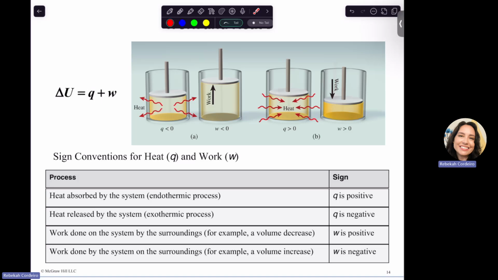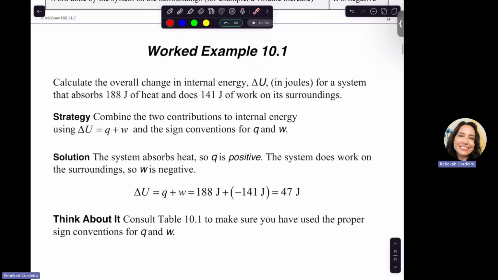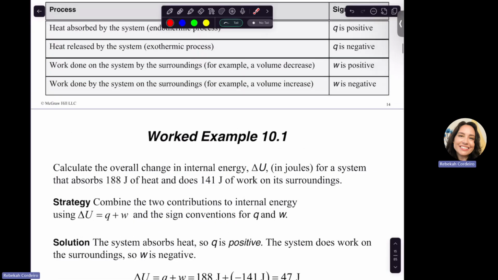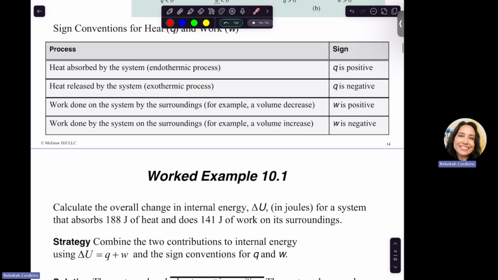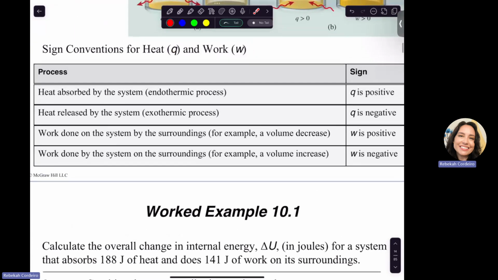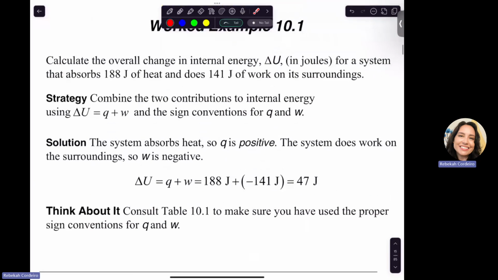Don't overthink this too much. There are way more important concepts in this chapter than the heat and work stuff. So if you want to pause and try this worked example, I'll show you just the top part here. At the bottom of the screen, you have an example. If you want to pause here and see if you can calculate it, then here is the answer.